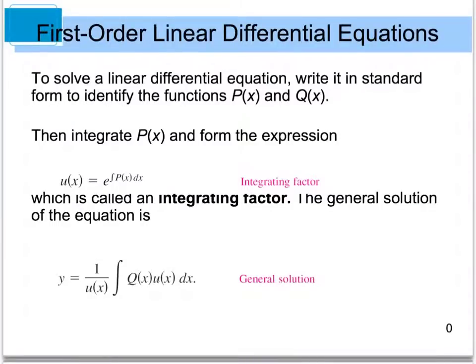To solve a linear differential equation, the first thing you want to do is write it in standard form so that you can identify your p of x and q of x. Once you identify p and q of x, then you want to integrate p of x in the form of the expression u of x equals e raised to the integral of p of x dx. This is what we call our integrating factor. The general solution of your equation then is y equals 1 divided by u of x, which is your integrating factor, times the integral of q of x times your integrating factor times dx. And this is our general solution.